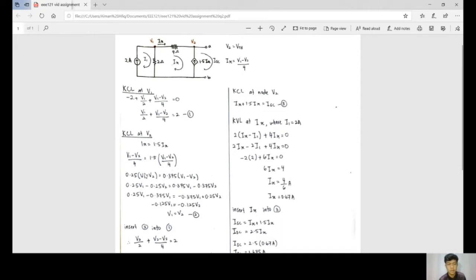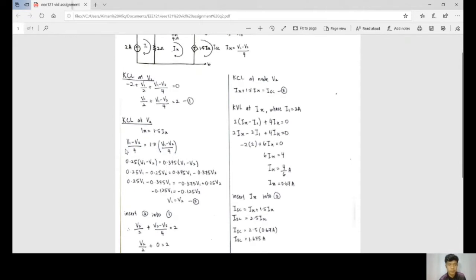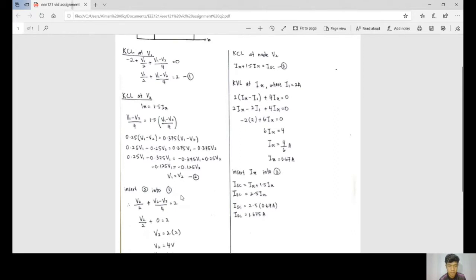We get V1 minus V2 over 4 equal to 1.5 times V1 minus V2 over 4. Then 1 over 4 multiplied with V1 minus V2, and 1.5 over 4 multiplied with V1 minus V2. We expand the equation, put V1 on the left side and V2 on the right side, and we get negative 0.125 V1 equal to negative 0.125 V2. Then V1 equals V2, and we name it equation 2.